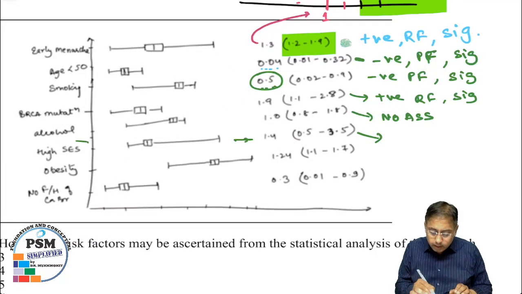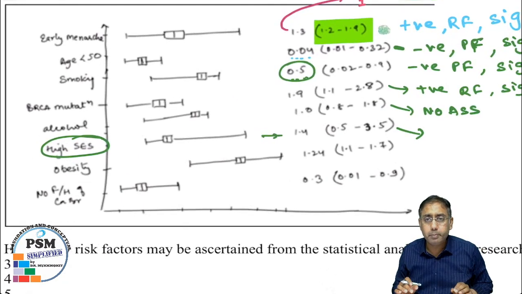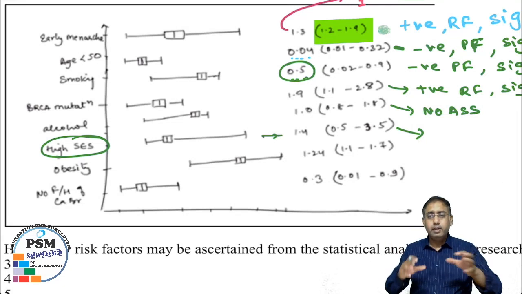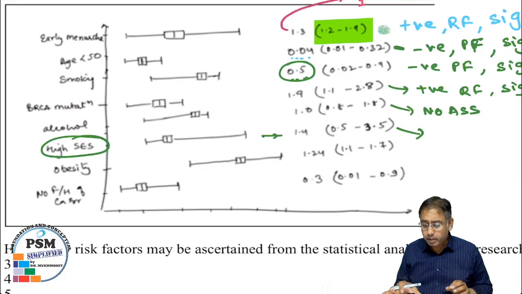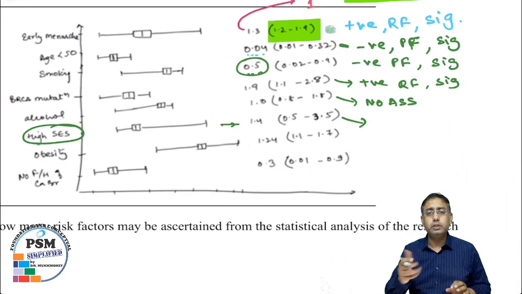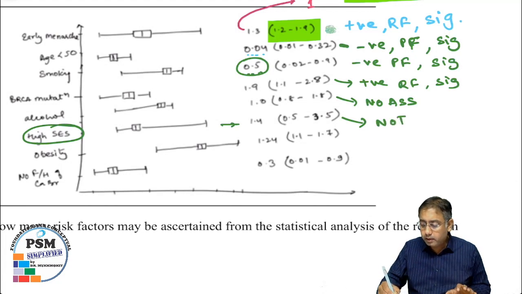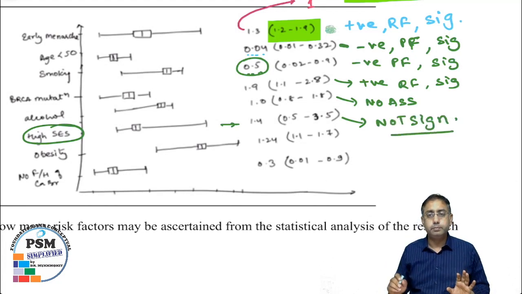of factor, high socioeconomic status, it does not carry any meaning. Sometimes it may prove to be a risk factor in some studies, sometimes it won't. It is largely dependent on many other variables. So therefore this odds ratio is null and void. We don't use this odds ratio. This is not a significant odds ratio.